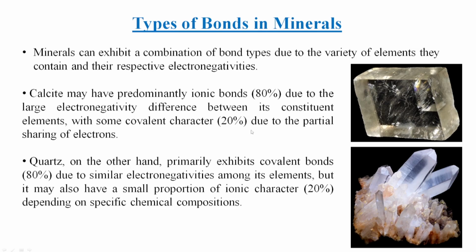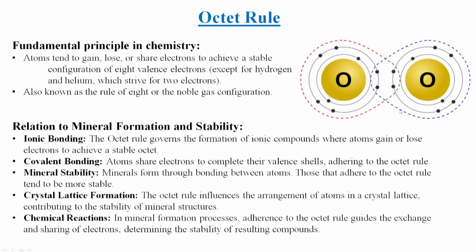Similarly, in the case of quartz, which is the reverse of calcite, the covalent bond is the dominant bond. About 80% is controlled by the covalent bond, and a small portion, about 20%, of ionic character is also present in crystals like quartz. Now, coming to the final rule of how these elements are getting bonded, and finally how these bonds are getting controlled: this is governed by a rule, that is the octet rule.